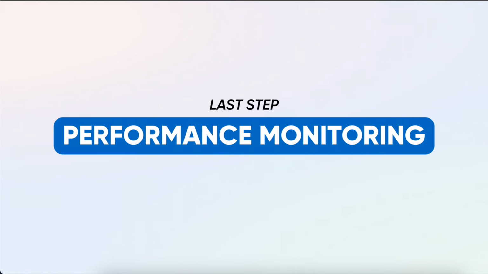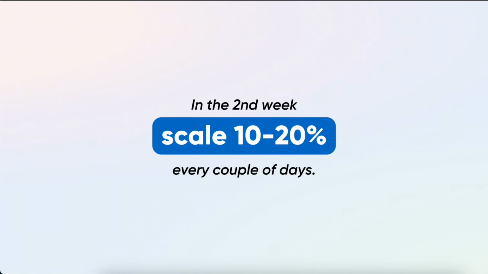And then the last step is just going to be performance monitoring and decision improvements. You're going to continuously look at the metrics, the threshold. You're going to be the one deciding when to scale and when to pause. My suggestion is in the second week, you can start scaling 10 to 20% every couple of days. But again, it's really dependent on how many new variables you add to the campaign.